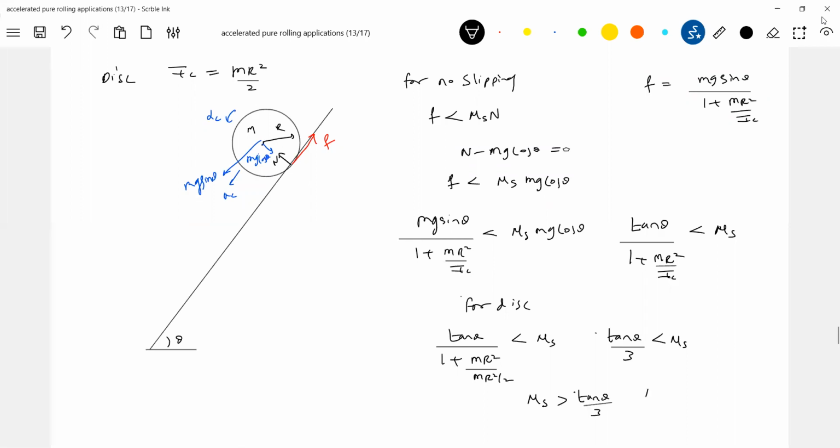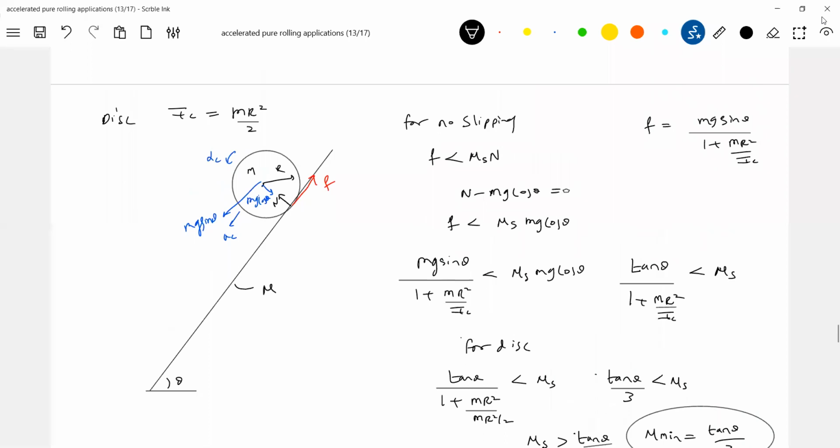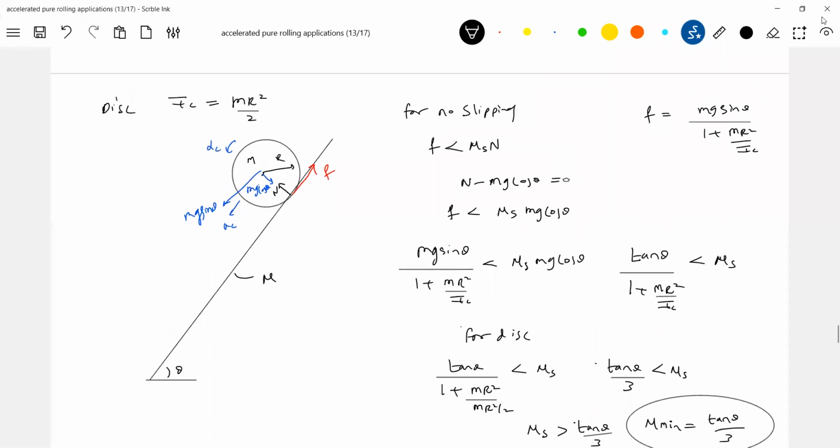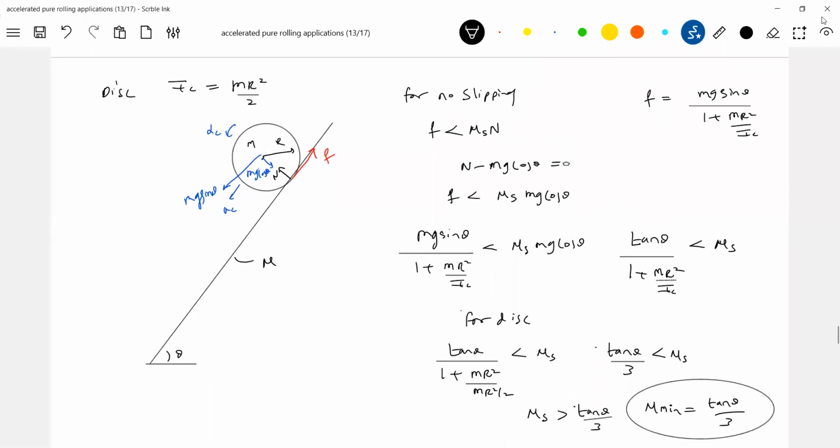So minimum value, how much? Tan theta by 3. If the coefficient of friction between the disk and the inclined plane is tan theta by 3, or anything greater than or equal to tan theta by 3, no slipping occurs. If it is less than this, there will be slipping, whatever you do.